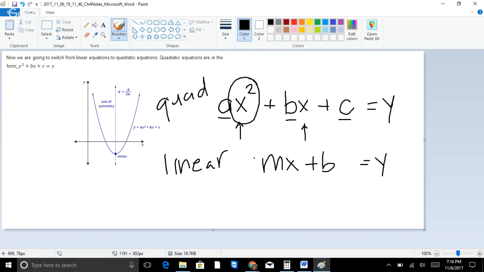So when they define quadratic equations, you'll see ax squared plus bx plus c equals y, and a cannot equal 0. Because if a equals 0, then guess what? We just have a linear equation. So we study a lot of quadratic equations in Algebra 2. You might have done a little bit in Algebra 1 as well. They are kind of one of those fundamental equation types.